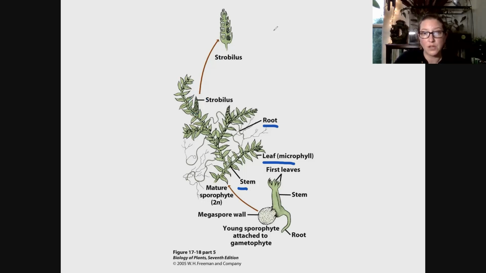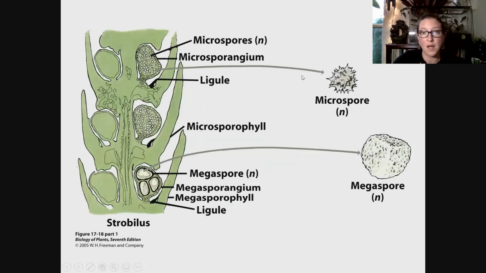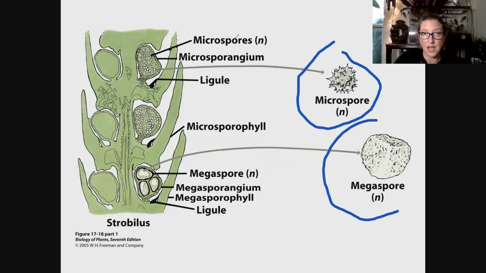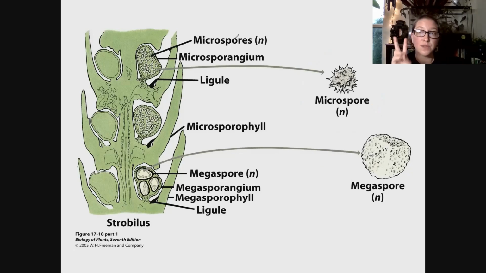So now we're going to look at a close-up, so you see strobilus on top. So here's a strobilus close-up. And this is Selaginella. So remember, we have two types of spores that are made by Selaginella, right? We have microspore that has the male gametophyte inside and megaspore that has female gametophyte inside. Since we have two different types of spores, we have two different types of sporangia that make each of them. And remember, micro refers to male and mega refers to female.